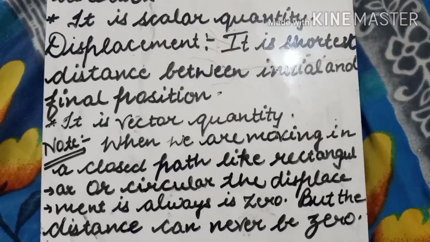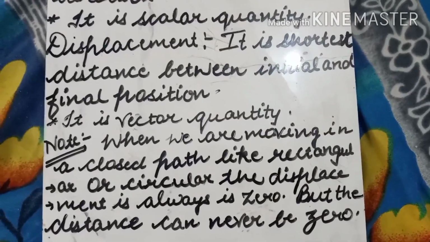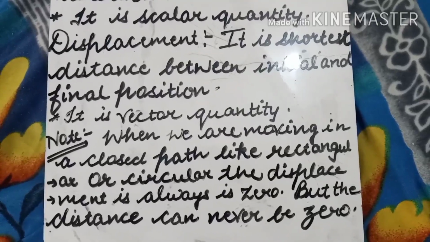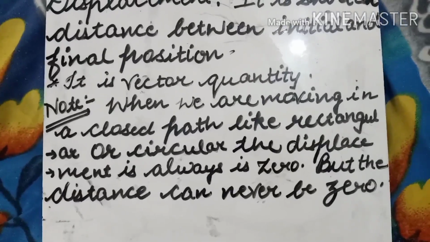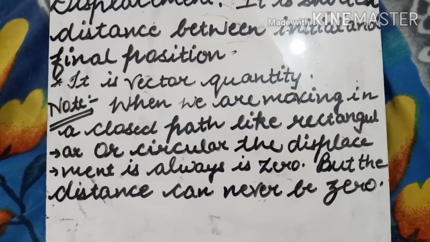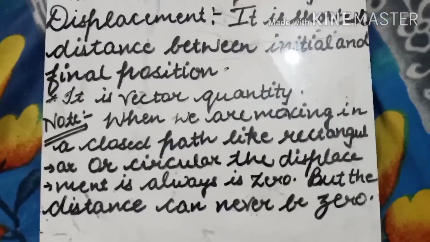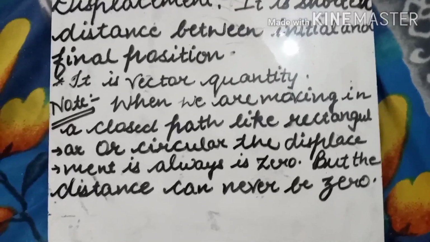Next term is displacement. Displacement is the shortest distance between initial and the final position. इसमें हम path follow नहीं देखते, initial और final position के बीच का distance check करते हैं कि nearest distance कौन सा है. It is a vector quantity. It considers direction also. इसमें magnitude भी होता है और direction भी होती है.